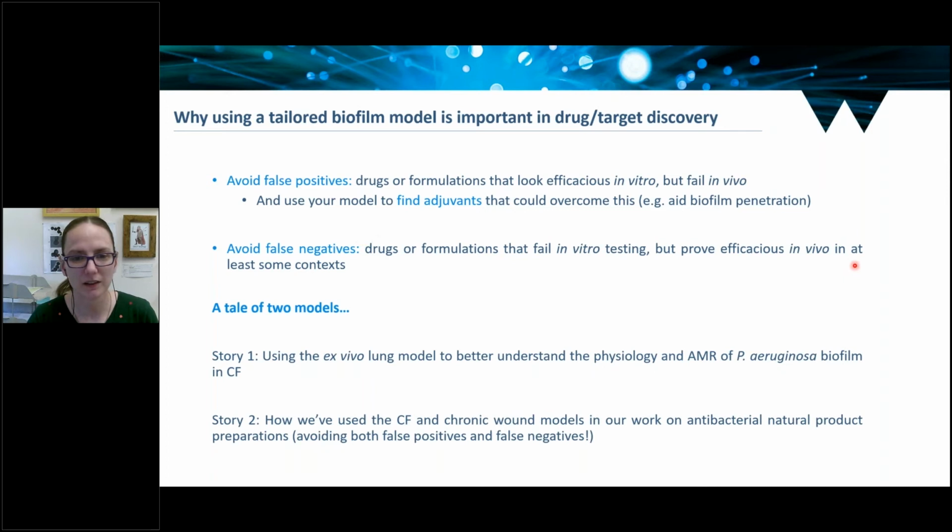So this is going to be a two-story presentation. Story one is how we've used the ex vivo CF lung model to better understand the physiology and the antibiotic tolerance of Pseudomonas aeruginosa biofilm in CF. And story two is going to be how we've used both the lung model and the wound models in our work on discovering antibacterial natural products.